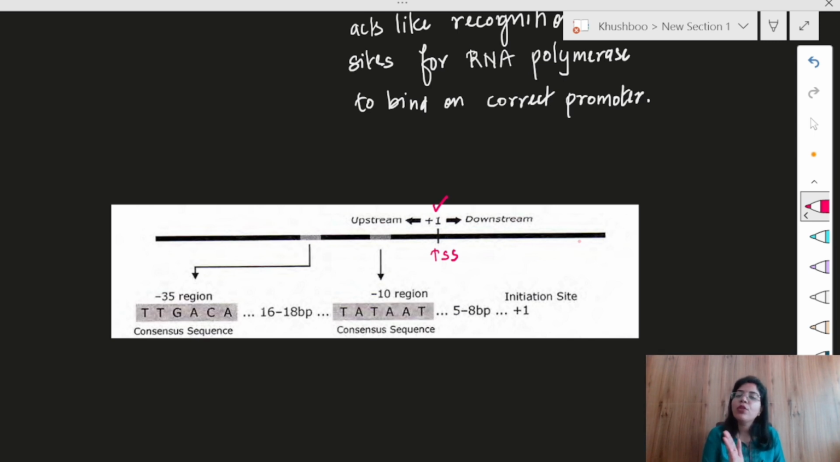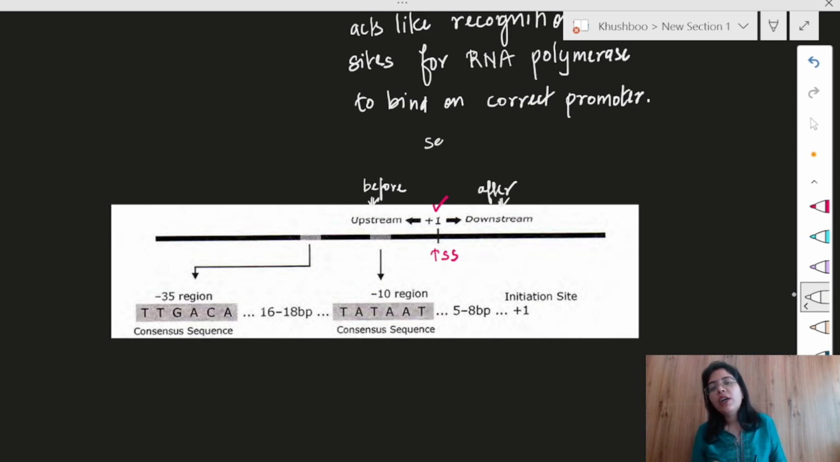Whatever is present before this is called upstream. Whatever sequences are present here are called upstream of the transcription start site. After this, whatever sequences are there are called downstream. Understood? Upstream means before the transcription start site, and these sequences after it are downstream.